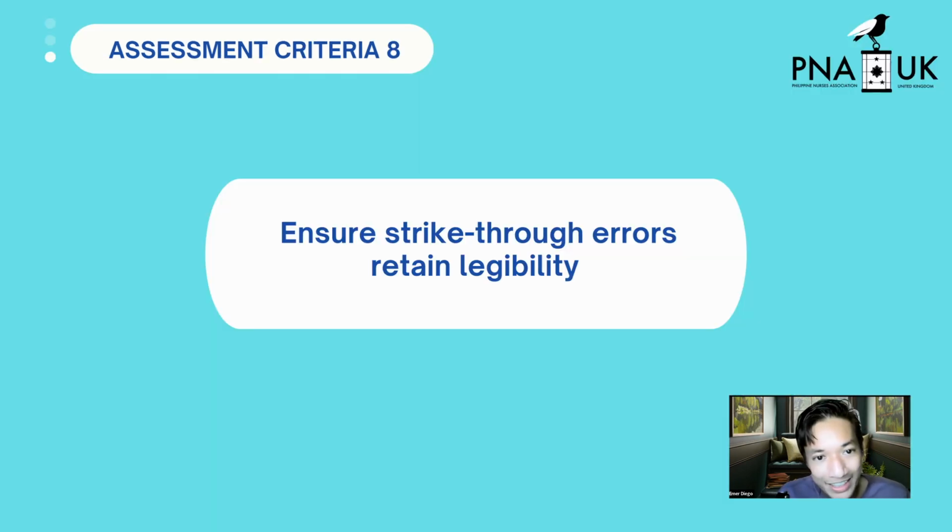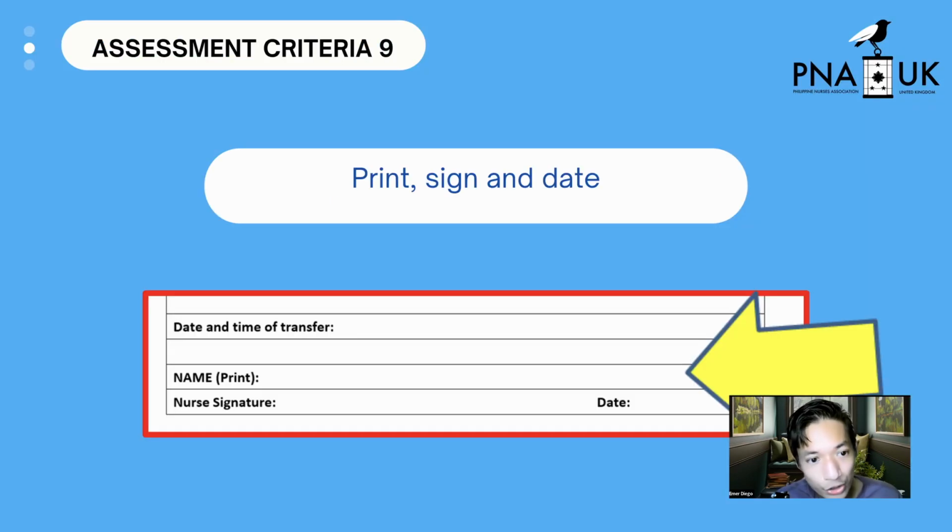So assessment criteria number 8: ensure you strike through errors and retain legibility. If you committed any mistake on this section, you will not be given another paper or any spare papers. You just have to put a strike through. Putting a strike through on those errors should be enough. You could also write your initials and that should be fine. And we're nearly done with your OSCE examination. So of course, print, sign, and date your document.